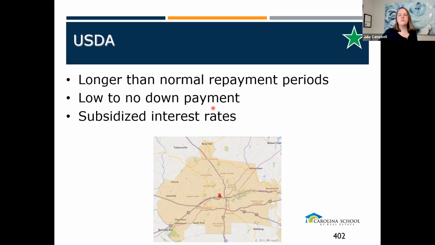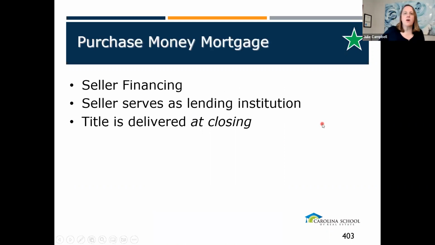Other types of loans, we may have something called a purchase money mortgage. Purchase money mortgage is seller financing. Purchase money mortgage is what? Seller financing. Way too easy to say seller financing on your test. You know what they may like to say? Purchase money mortgage.